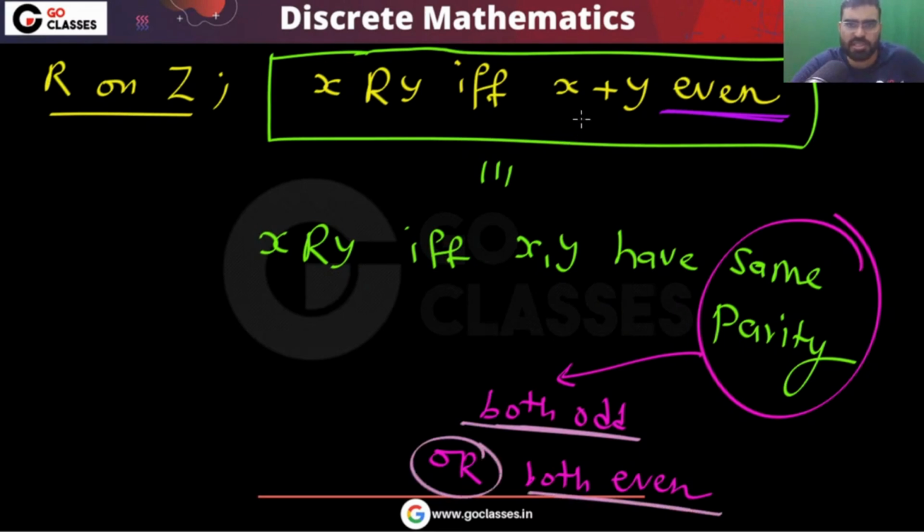Because the question is saying x plus y should be even, the addition of two numbers can be even if they have the same parity. Like even plus even is even, odd plus odd is even. So you can easily see that the relation R you are defining on Z is such that x and y have the same parity. They must be both odd or both even. So this is the relation that is given to you.